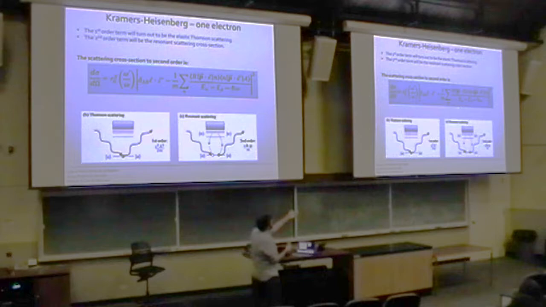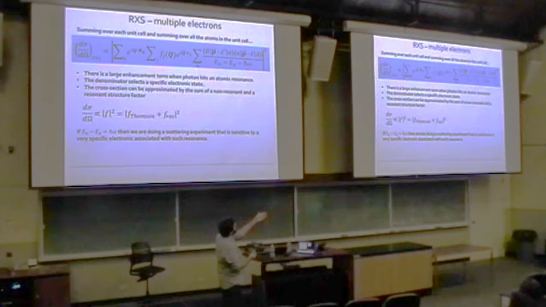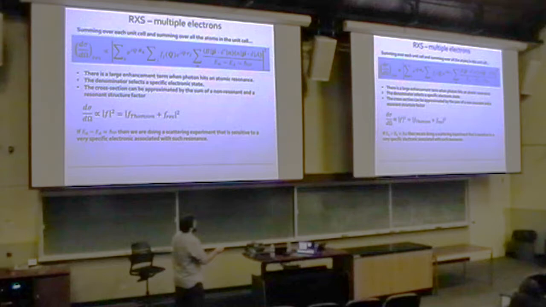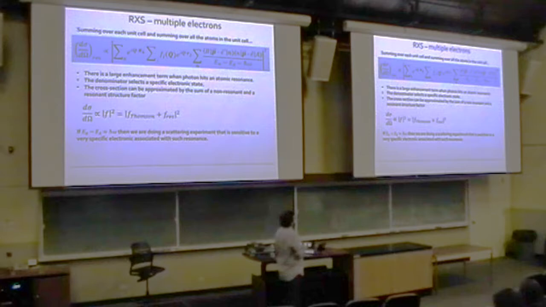The term in the denominator here is what gives you the resonant condition. When the photon energy h bar omega is equal to En minus Ea, the resonance condition, this term is going to be infinite. Otherwise, the Thomson term is going to dominate. But when this is diverging, you can mostly forget about the Thomson scattering and concentrate on this second order term.